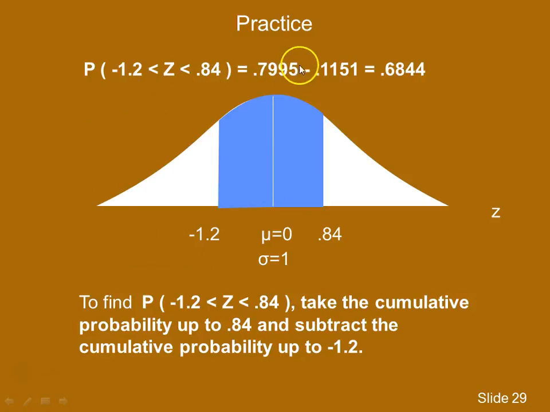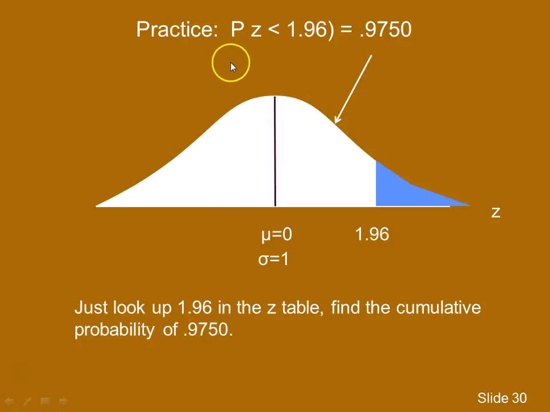Look up 0.84, you'll get a cumulative probability of 0.7995. Look up negative 1.2 and you'll get a probability of 0.1151. Subtract that from the first one and we get a probability of 0.6844. So the probability that z is between negative 1.2 and 0.84 is equal to 0.6844.